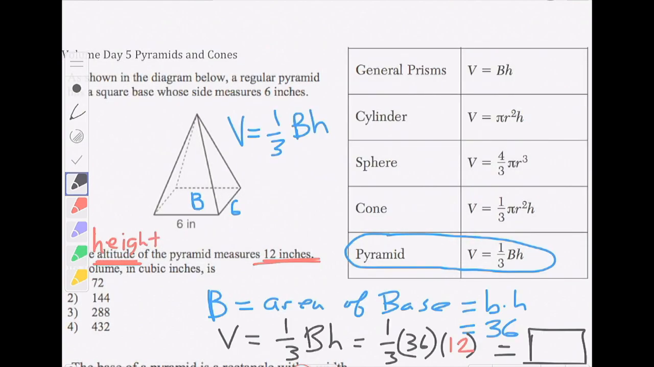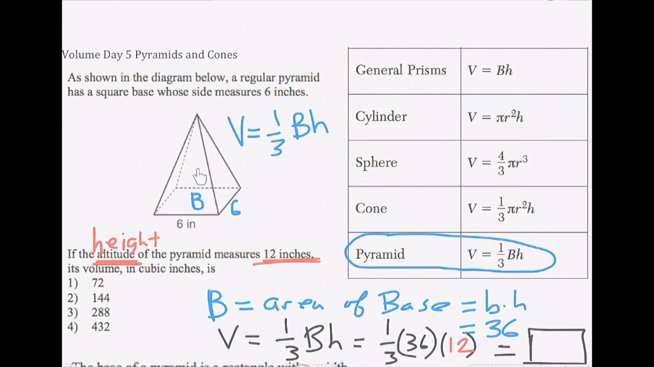So how did you do? Did you get all these pieces put together to make up our volume formula? Volume is 1/3 big B times H. It said it is a square, so its length and width are both 6. 6 times 6 would be the area of the base, or 36.